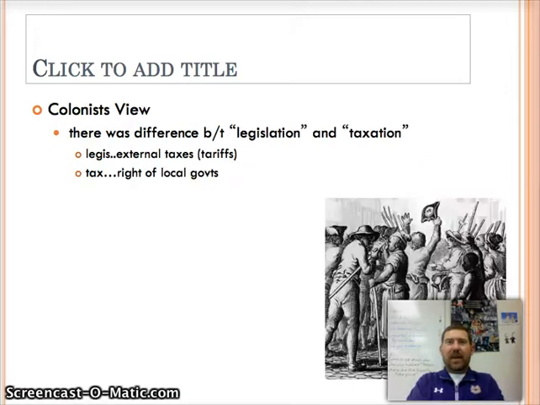So the big question would be, how did the colonists view this action taken by the British? And to be honest with you, they didn't take it really well because they felt like there was a complete difference between legislation and taxation. They felt that legislation was fine when it was in the form of external taxes, in other words, tariffs or things like that that didn't directly come out of the colonists' pocketbook. They believed that when it came to taxation, things that they actually had to pay for, it should be solely the domain of local governments. It should be their right. And by Britain passing the Stamp Act, they didn't really line up with either of these things that the colonists approved of from their point of view.